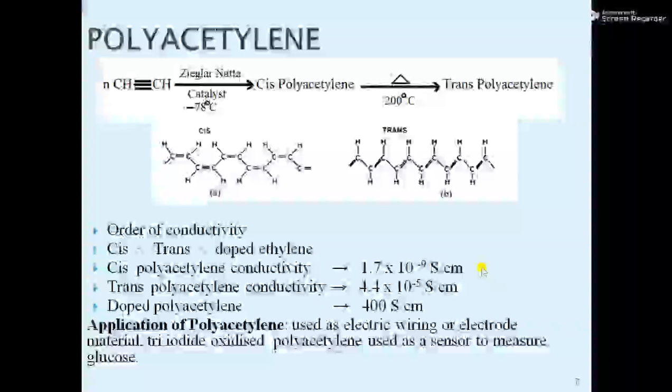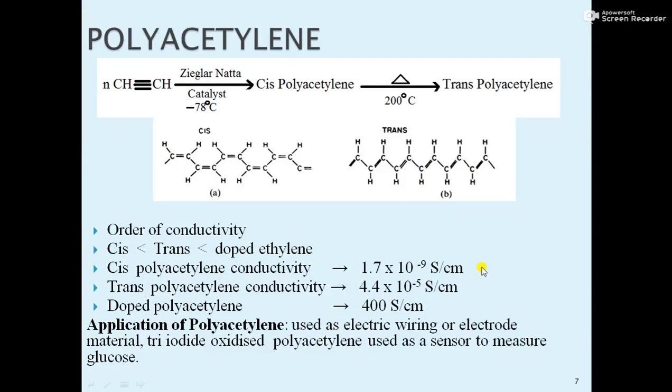So this is how polyacetylene forms: when acetylene in the presence of Ziegler-Natta catalyst at minus 78 degrees centigrade undergoes polymerization, it forms cis polyacetylene. If the same cis polyacetylene is heated at 200 degrees centigrade, it forms trans polyacetylene.